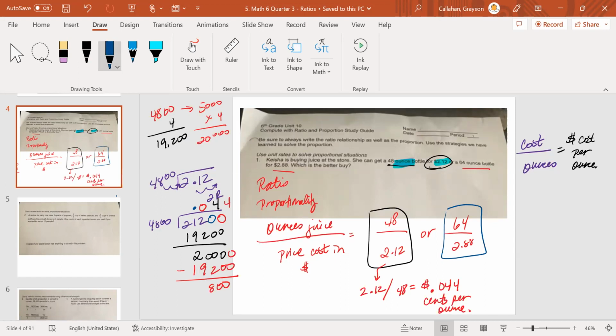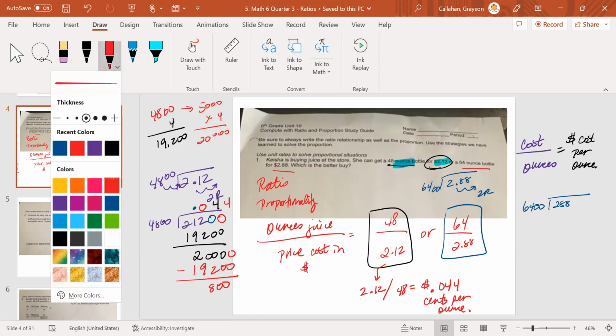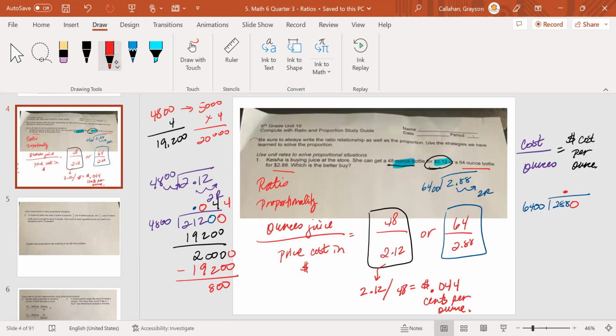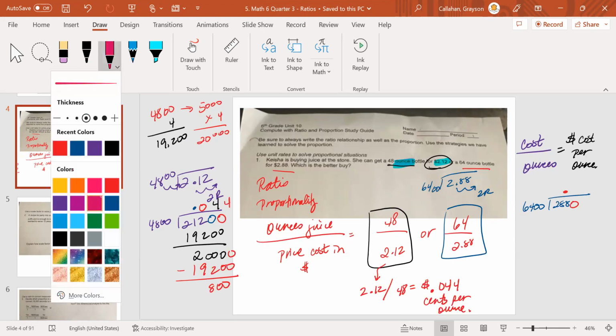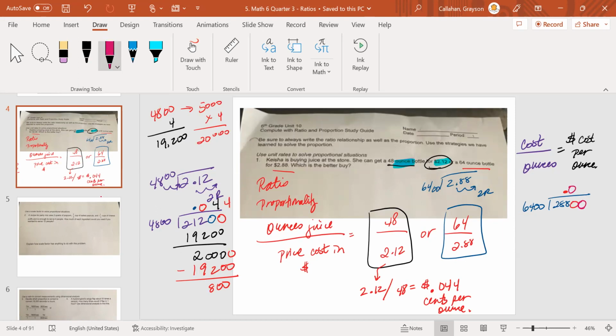So the price goes on the inside, the ounces go on the outside. 2 to the right, which means you have 2 zeros right there. So 6,400 divided by 288. Notice that it's not enough to divide. So when I put a 0 right there, I had to put a decimal on top. And then that's still not enough. So I put a 0, but I had to put a 0 on top as well. So essentially you're dividing 288 by 6,400.